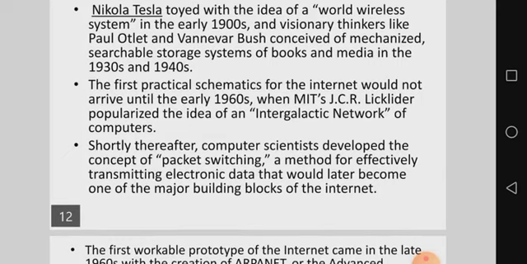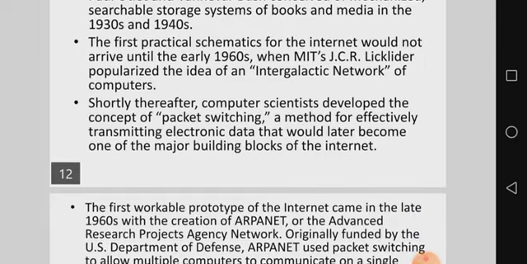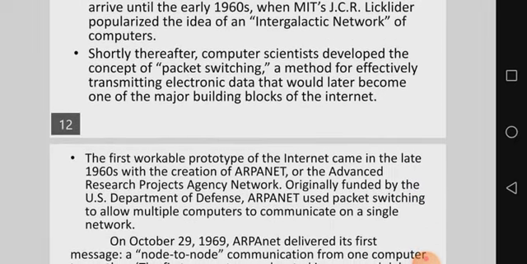The first practical schematics for the internet would not arrive until the early 1960s, when MIT's J.C.R. Licklider popularized the idea of an intergalactic network of computers. So he just gave the idea of an intergalactic network. Shortly thereafter, computer scientists developed the concept of packet switching, a method for effectively transmitting electronic data that would later become one of the major building blocks of the internet.